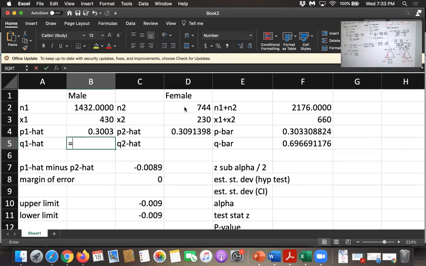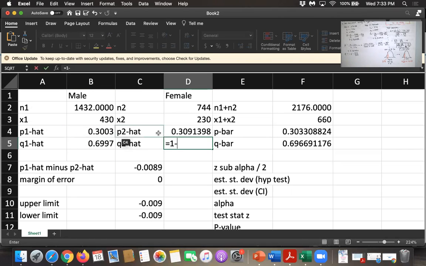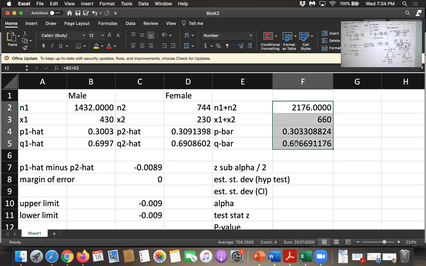And then Q1 hat is 1 minus P1 hat. And Q2 hat is 1 minus P2 hat. Now, the way I had this set up, it was also automatically calculating these values over here. So I'm going to clear this out and show you how I got these values.